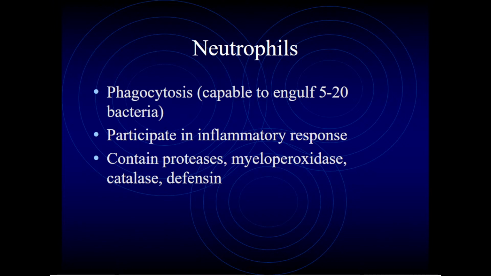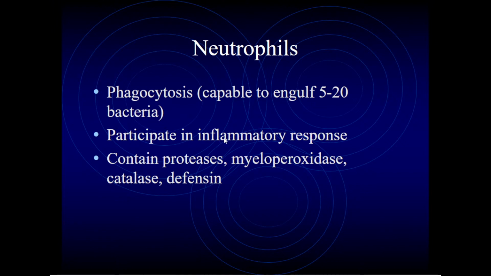Invasion of the body by bacteria triggers the inflammatory response, and ingestion of bacteria by endocytosis. As you remember, it is called phagocytosis. So the neutrophils are phagocytes. Functions of neutrophils are phagocytosis. Each neutrophil is capable to engulf, to eat, 5 to 20 microbes.